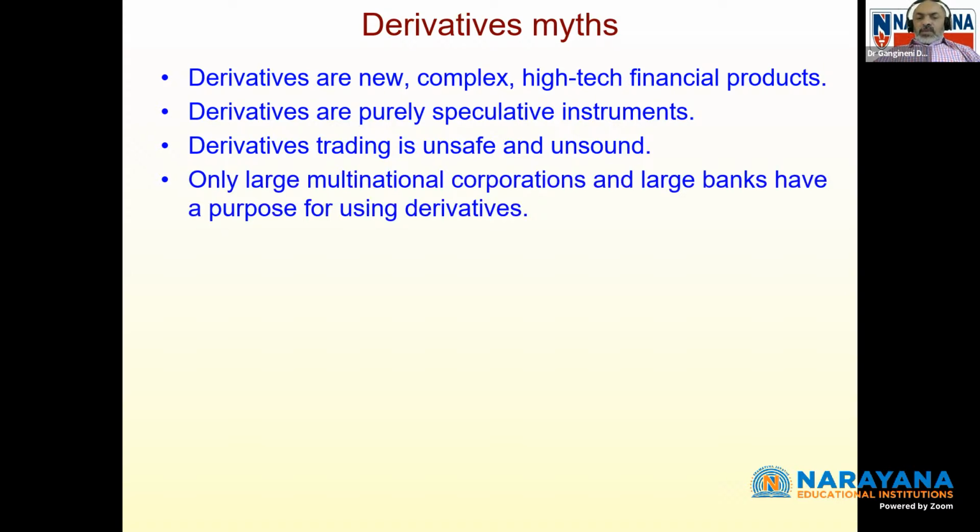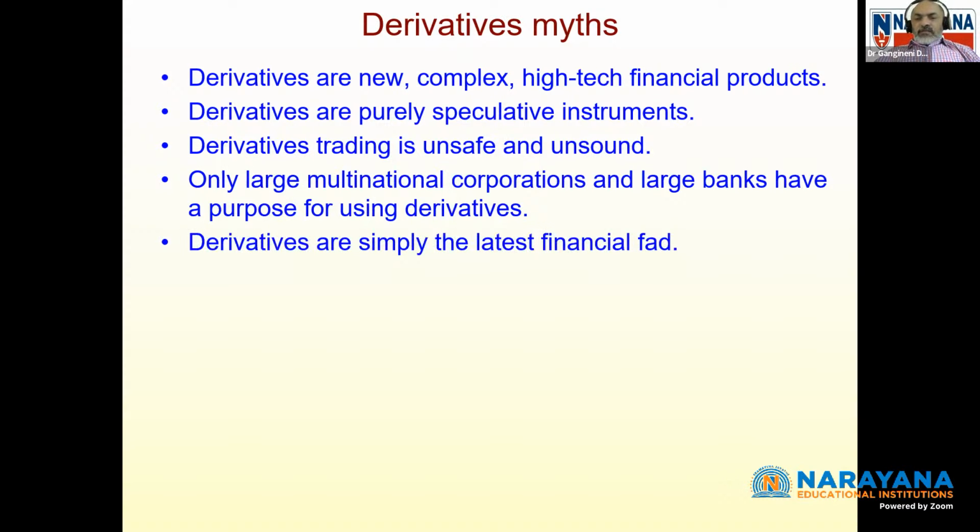Another myth is that only large multinational corporations and large banks have a purpose for using derivatives. Now we have seen almost 60% of the usage of these derivatives by retail investors. So of course, SEBI is trying to control this high participation by retail, by increasing margins, by increasing contract size, and all these things, because they have their own regulatory measures.